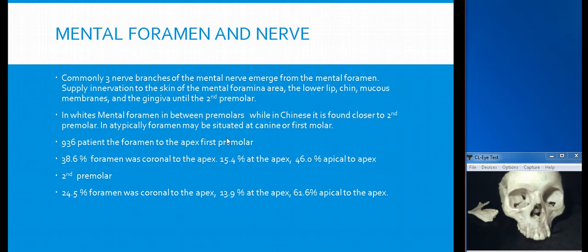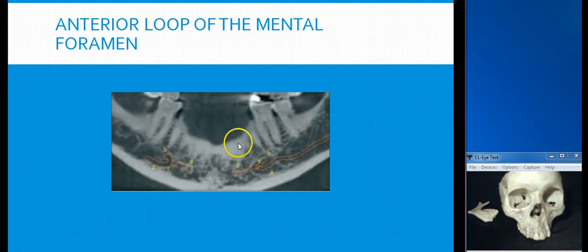The other tricky part about the mental foramen and the inferior alveolar nerve is what's called the anterior loop of the mental foramen. What is that? The inferior alveolar nerve, when it comes in, doesn't just go straight up and exit the mental foramen. It goes past the mental foramen, comes back, and then exits. I have a patient whose CT scan I took out to show you, but you can see it comes from the bottom, goes up, comes back in, and then exits.